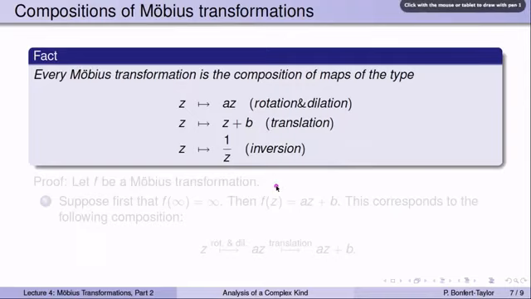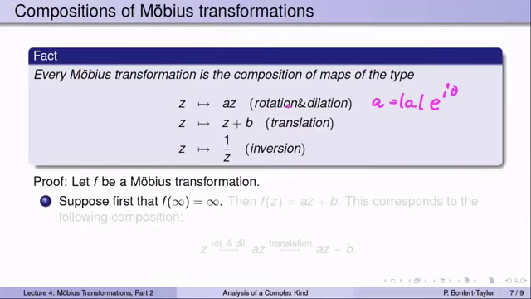Now it turns out there are basically only 3 types of Möbius transformations. Every Möbius transformation is the composition of maps of these types. The first type is the map z maps to a times z, which is a combination of rotation and dilation. If you write a as its length times e to the i theta, multiplying by a means rotating by theta and stretching or shrinking by a factor of the absolute value of a. The second type is a translation, z maps to z plus b, and the third type is an inversion, z maps to 1 over z. And those are the 3 types that make up every Möbius transformation.